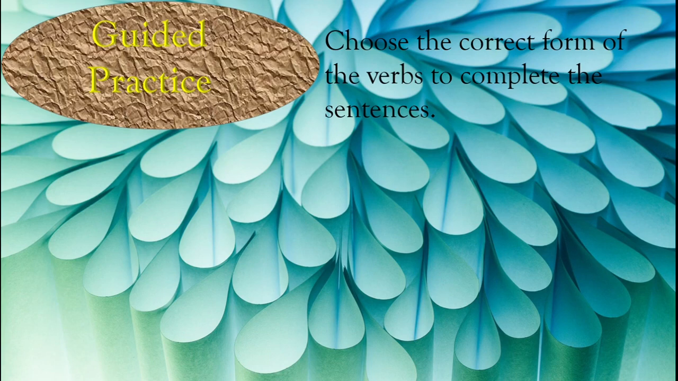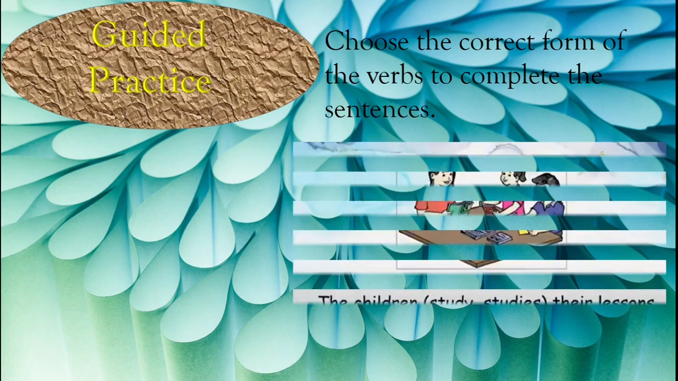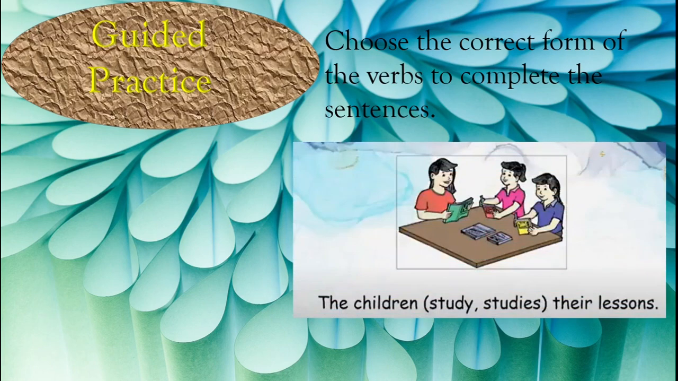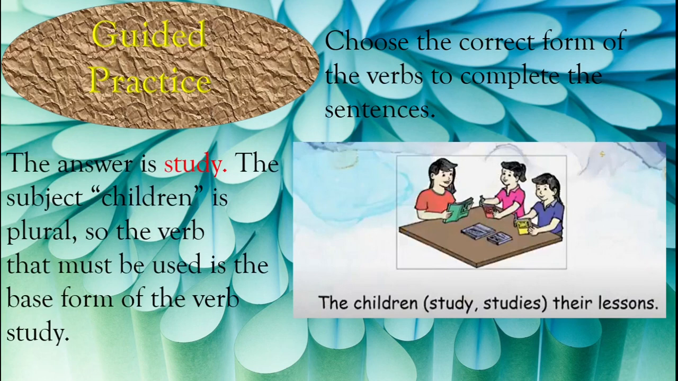Choose the correct form of the verbs to complete the sentences. The children studies their lessons. The answer is study. The subject children is plural. So the verb that must be used is the base form of the verb study.